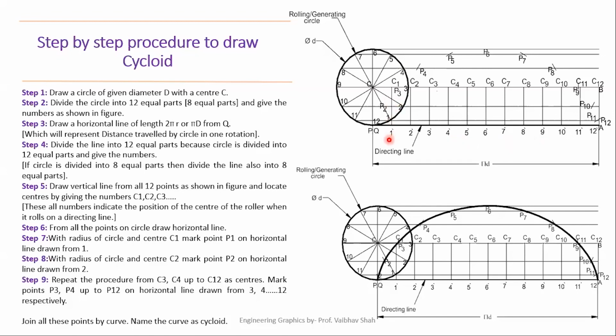So for that, we will be dividing this horizontal line also into 12 parts, like you can see. So we'll start numbering from this 0 point itself, because this line is connected with this circle at this point. So we can say this point is the 0 point. Now let us give numbering like this: 1 dash, 2 dash, 3 dash, 4 dash, 5 dash, 6 dash, 7 dash, 8 dash, 9 dash, 10 dash, 11 dash, and lastly 12 dash.